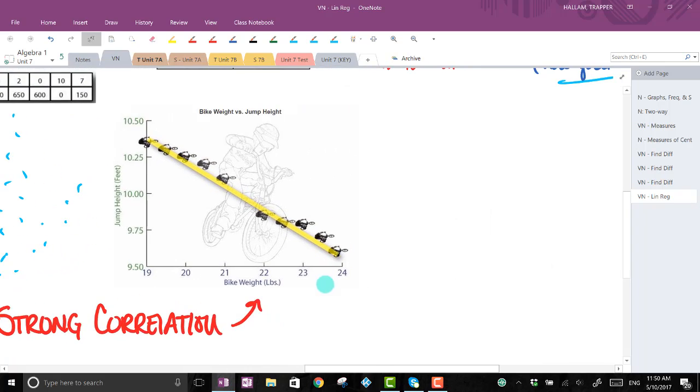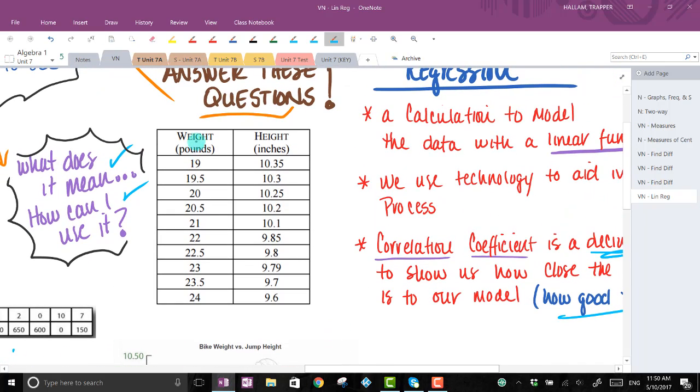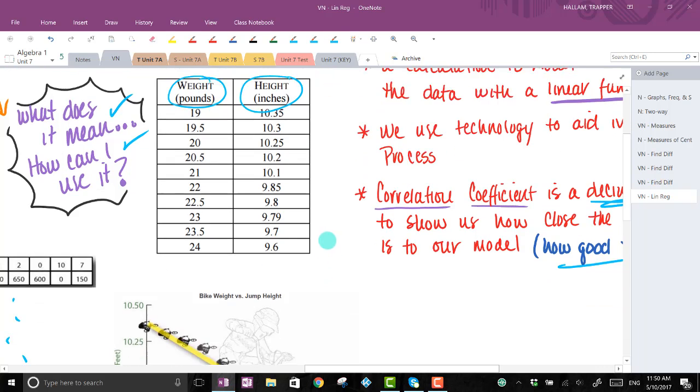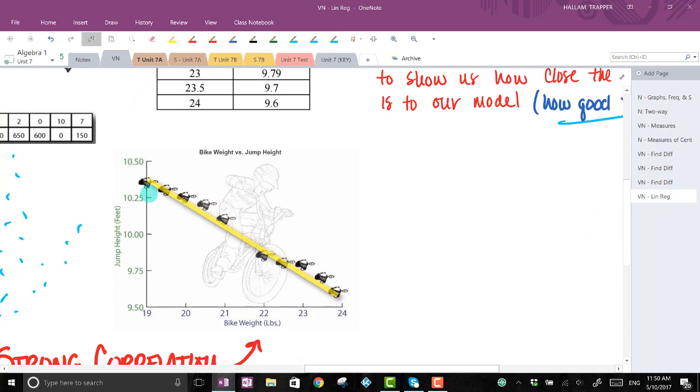Here's another one let's look at quickly. Here's some data we've got about weights of a motorcycle versus the height that it can jump in inches. And you can see here that this data is linear. And if we did a regression, there would be the line of regression, the model that we'd want to use to provide that.